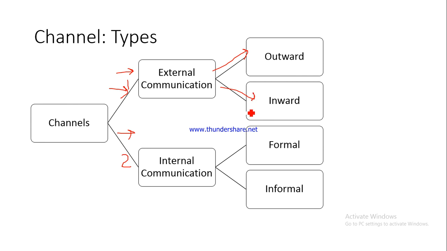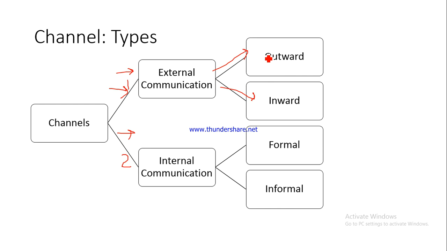What do we mean by this? Outward is when the sender is in the organization and the receiver is outside the organization. Just like when you are sending across a message to the restaurant owner that please supply us 25 dosas on this particular day. So you are sending the message outward, and that is why this type of external communication is called outward. Inward is when the receiver is inside the organization and the sender of the communication is outside the organization.